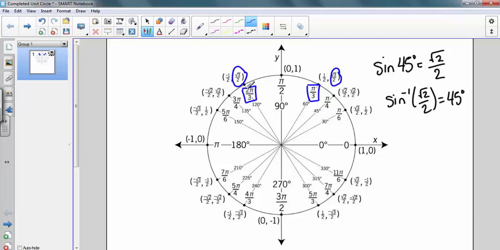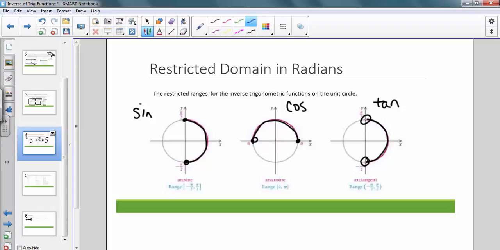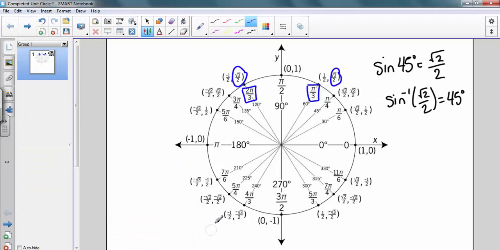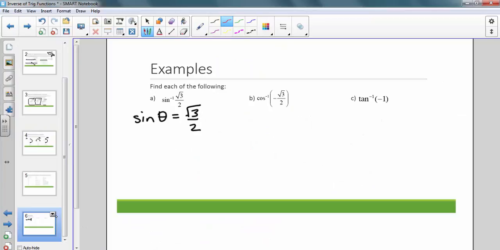However, if you remember, I said that these pictures are very important. As you can see, the range of sine is negative pi over 2 to pi over 2. Looking back at my unit circle, 2 pi over 3 is not in the range of sine. So that means my only answer for sine inverse of root 3 over 2 is pi over 3.